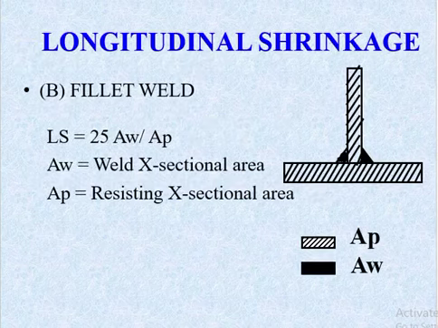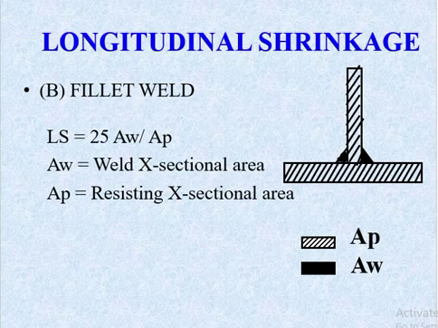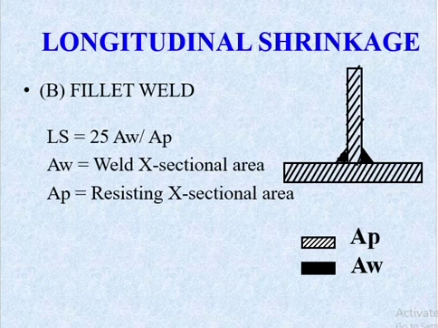Now longitudinal shrinkage in a fillet weld. L is equal to 25 AW over AP. What is AW? AW is the weld cross-sectional area, and AP means the resisting cross-sectional area. You see, this is the AW, the black one, and the AP is the cross-marked, hazy area. This is the resisting cross-sectional area.